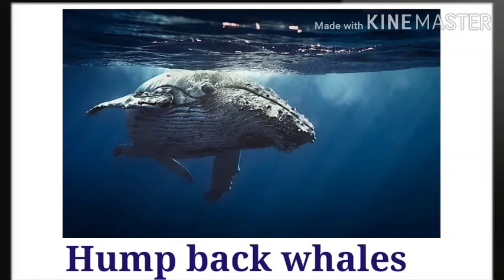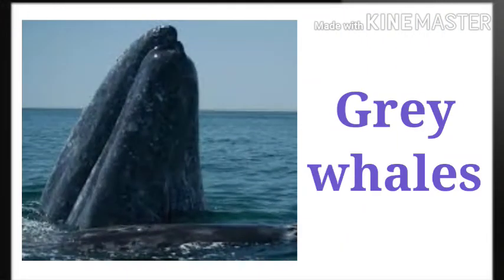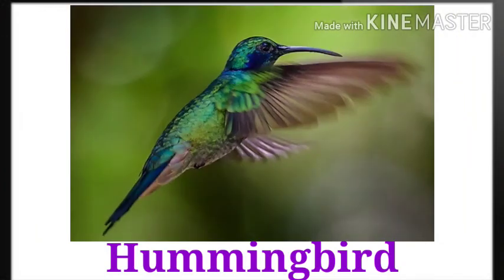Is it interesting? Grey whales travel about 14,000 miles annually. These whales have one of the longest migrating cycles among the mammals. Have you heard about hummingbird? Hummingbirds are the smallest of the bird species. These birds do not migrate in a flock, but instead they migrate individually.